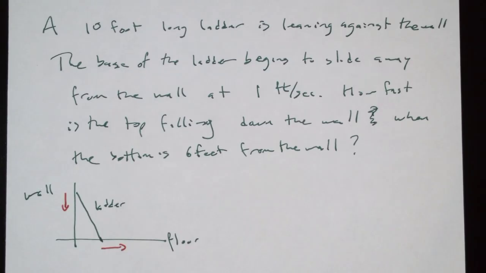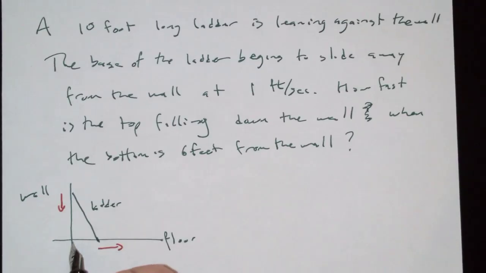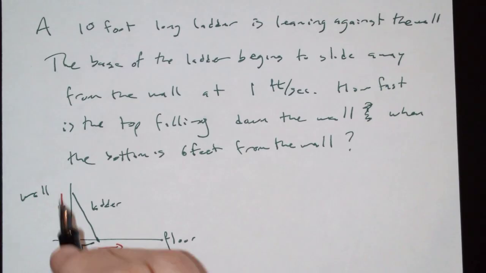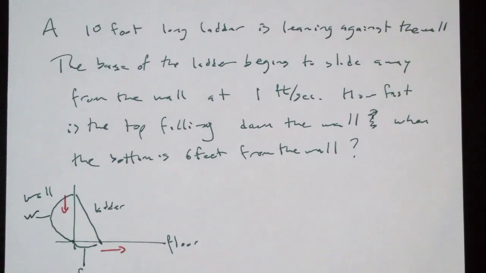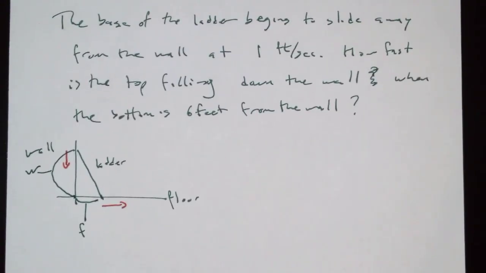So two different things are changing. I should label those two things. I'm going to label the distance across the floor and I'll label the distance on the wall. What do you want to label them? Okay, so this distance right here, that will be F, and this distance right here, that will be W. And I know both of those things are changing.